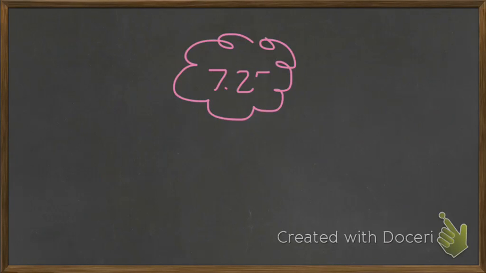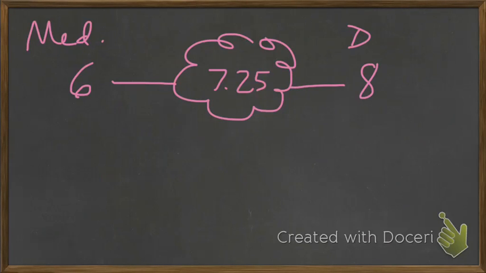We're going to use the seesaw method. Let's put the goal in the middle. Our goal is to sell this mixture at $7.25 per pound. We're going to mix some cheap stuff, the medium roast, at $6 per pound, with some expensive stuff, the dark roast, at $8 per pound.